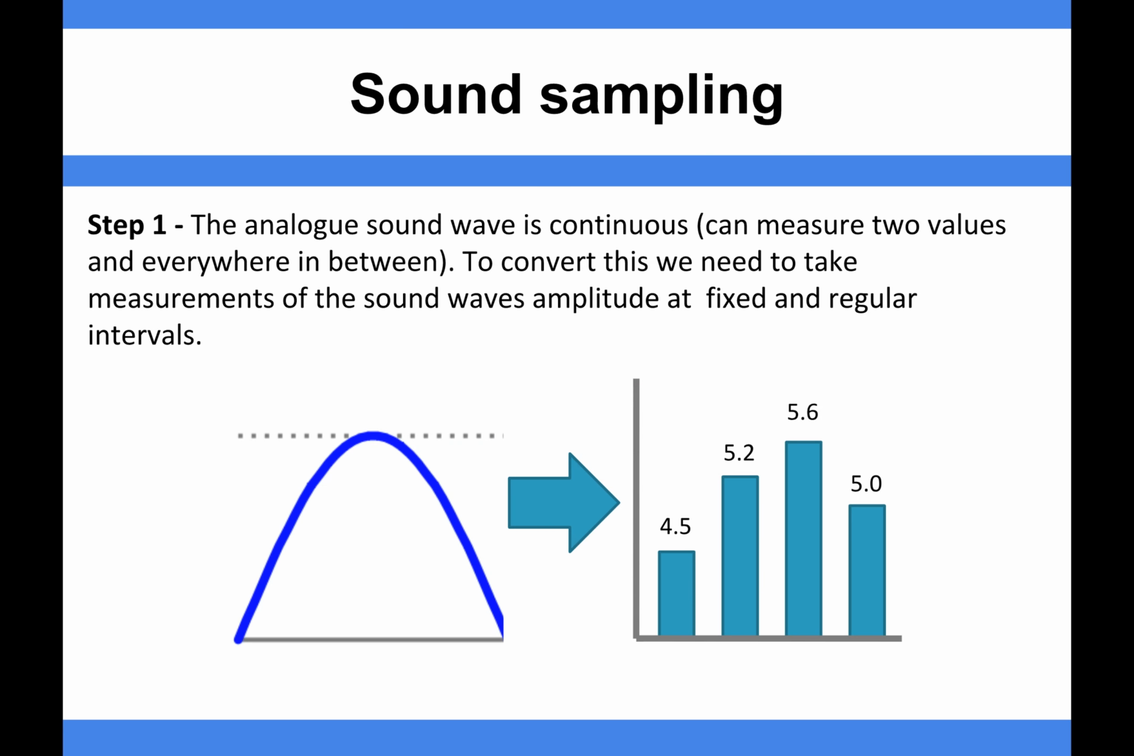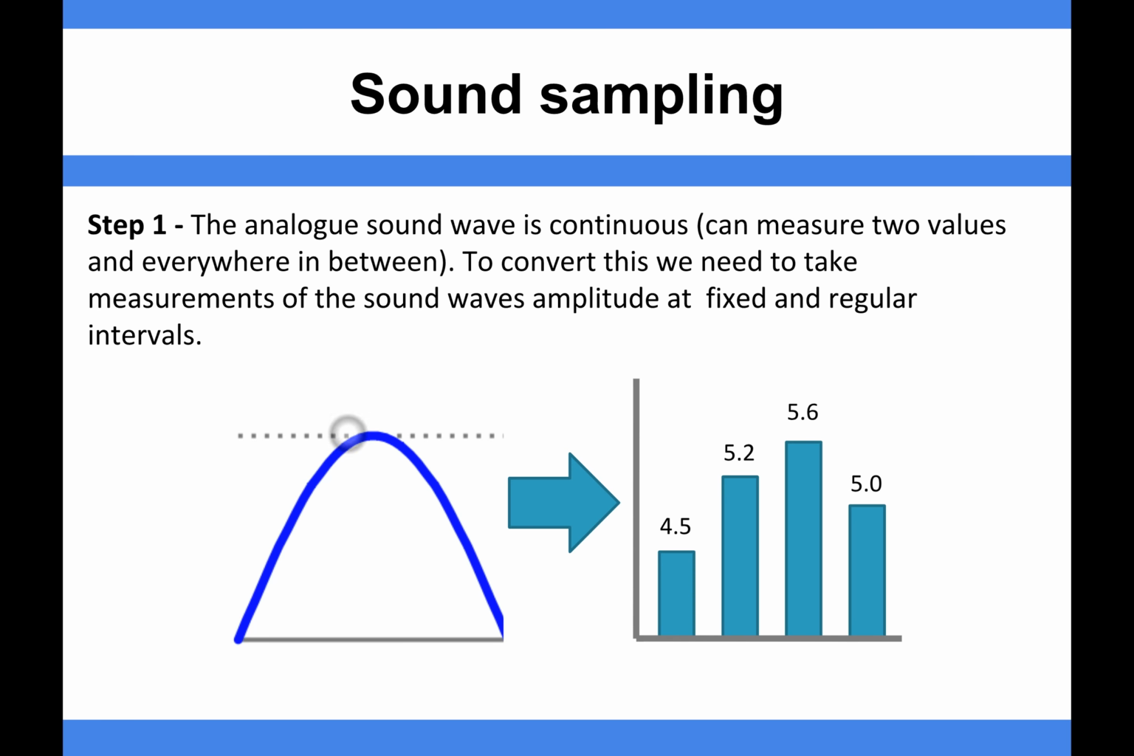So the first step: the analog sound wave is continuous, which means it can measure two values and everywhere in between. To convert this, we need to take measurements of the sound wave's amplitude at fixed and regular intervals. Try and remember this as a term. So the first step of sound sampling is taking measurements of the wave at fixed and regular intervals.